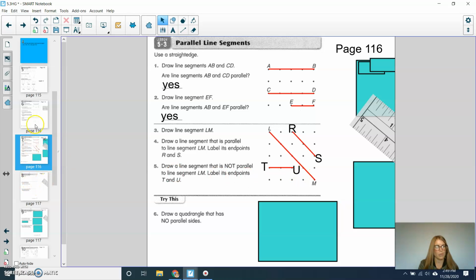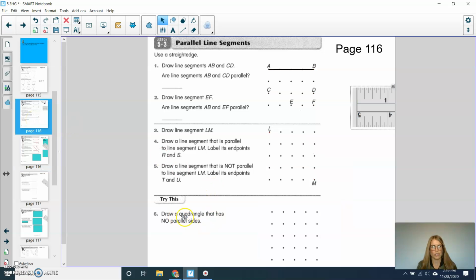Let's look at our last question. Let's look at the try this. The try this says draw a quadrangle. Now a quadrangle we know has 4 sides that has no parallel sides. Let's see what you can come up with and then press play when you're ready to check with me.